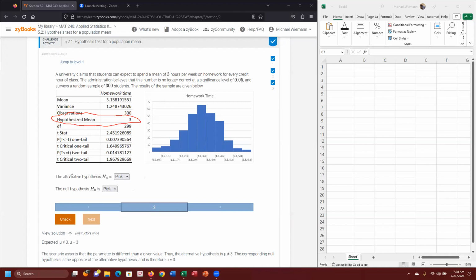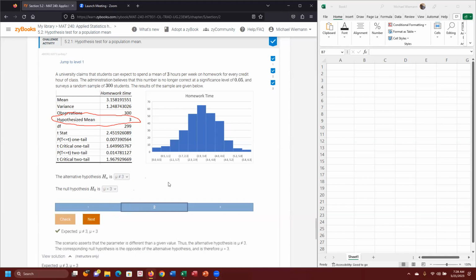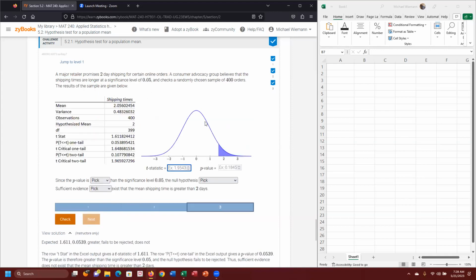For null versus alternative, the way zyBook lists this is you start with the null and then the alternative. The null is going to match that equal relationship, so I'm going to select that one as an equals. In this instance, the alternative is going to be not equal to it. Check it, and we're good to go on that problem. And let me clear out my markings. Let's go to the last one here.